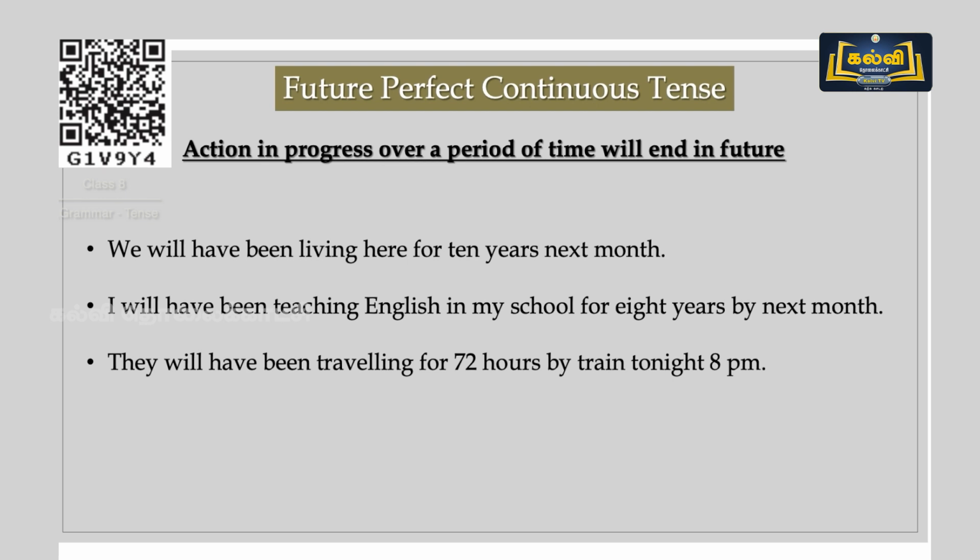So 8 years are now almost complete, and by next month, my 8 years will be complete. And they will have been traveling for 72 hours by train. It means they started a couple of days ago and still they are traveling. But 72 hours will be complete by then. So you can express your future actions which will be in progress over a period of time before a certain point in the future.